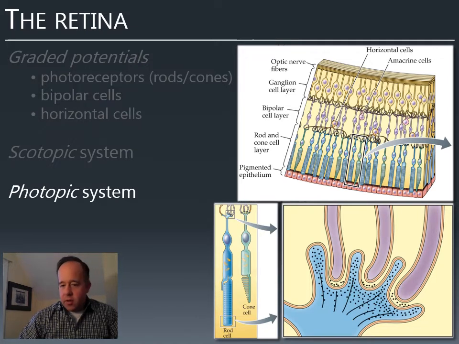The difference is how they do it. So they release neurotransmitter just like neurons in the brain, but unlike the neurons in the brain, they can release a lot or a little or just more than none, anywhere in between, because of these graded potentials. So that's the point here. They exhibit these graded potentials. You have rods and cones that work in different light levels.